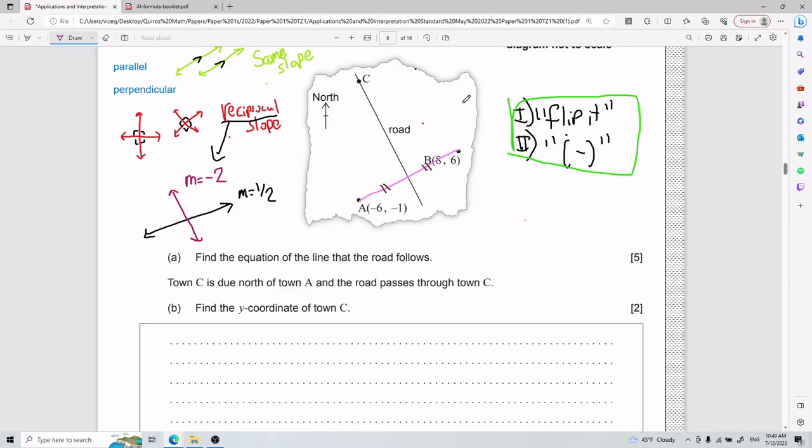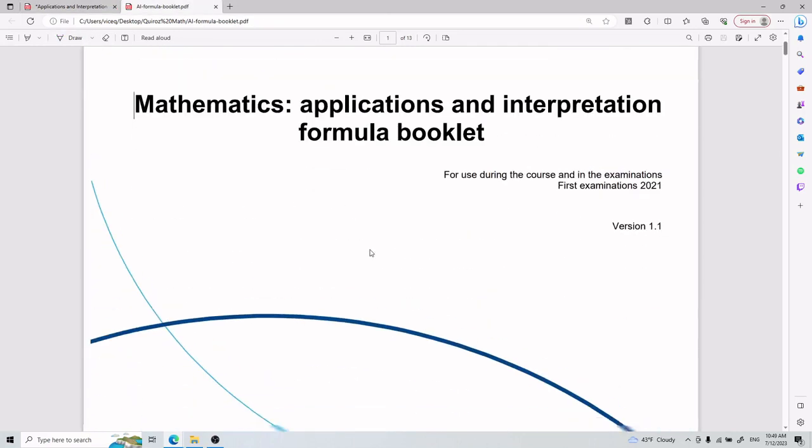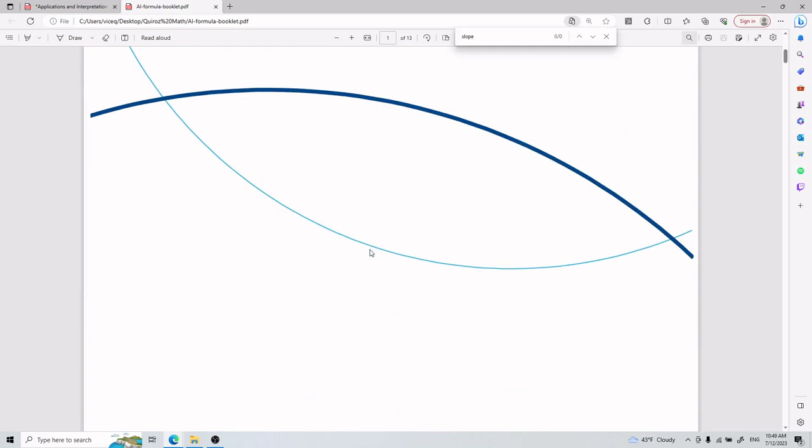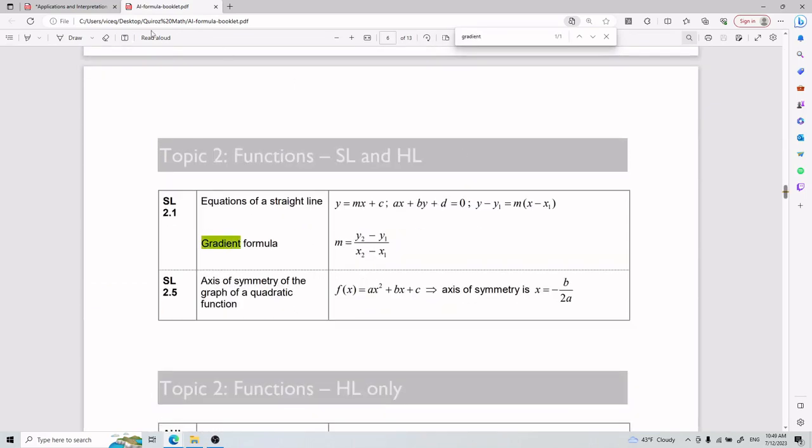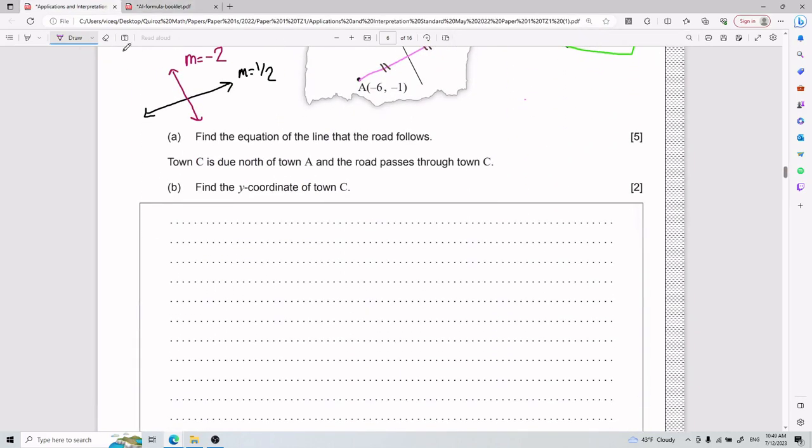Well, the slope formula, which is in your formula booklet, is over here. So I'm going to go ahead. Oh, slope doesn't show up. Gradient maybe? Gradient. Okay, so, aha. I'm glad that happened so I can show you something. Gradient is the same as slope. They are synonyms. So gradient equals slope. This is my gradient or slope formula. I'm going to write it down over here. It is m equals y2 minus y1 divided by x2 minus x1.